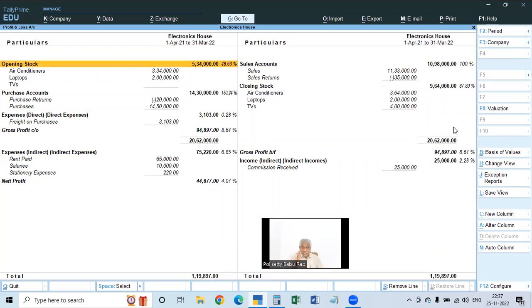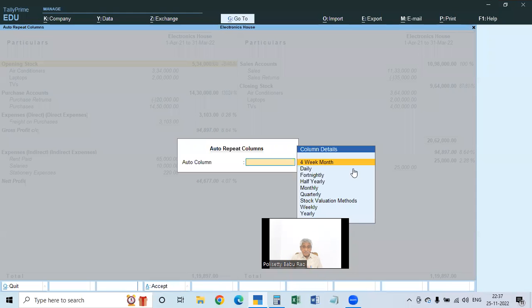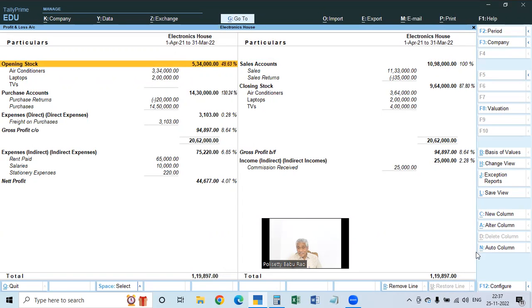By the management, they have to analyze the profit and loss account, how it is progressing, going on increasing or decreasing. For that, we have to compare every month, or every quarter, like that you have to take and compare. For that purpose, you go to Alt N, or you can go here to auto column, Alt N. You click here, or you press Alt N on the keyboard.